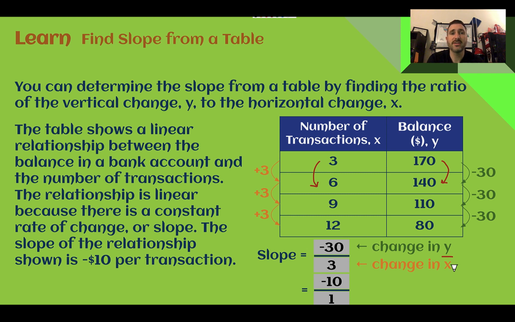So in general, if we need to find the slope from a table, then we're just going to check how the y is changing. It's usually on the right side or on the bottom, divided by how much the x value is changing each time. And doing that, we'll figure out our slope.